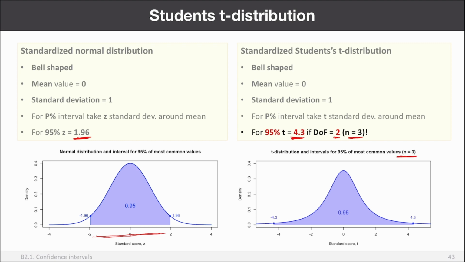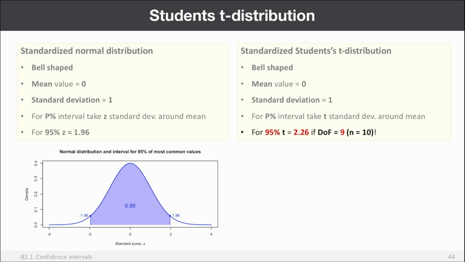And then you can see that if you want to get 95% like this, you should take 4.3 and minus 4.3 standard deviations. Or if you talk about average value, standard errors, right? So that's the main difference. So in t-distribution, instead of z-score, we use t-score. And t-score depends on 2 things. It depends on the probability and it depends also on your sample size.